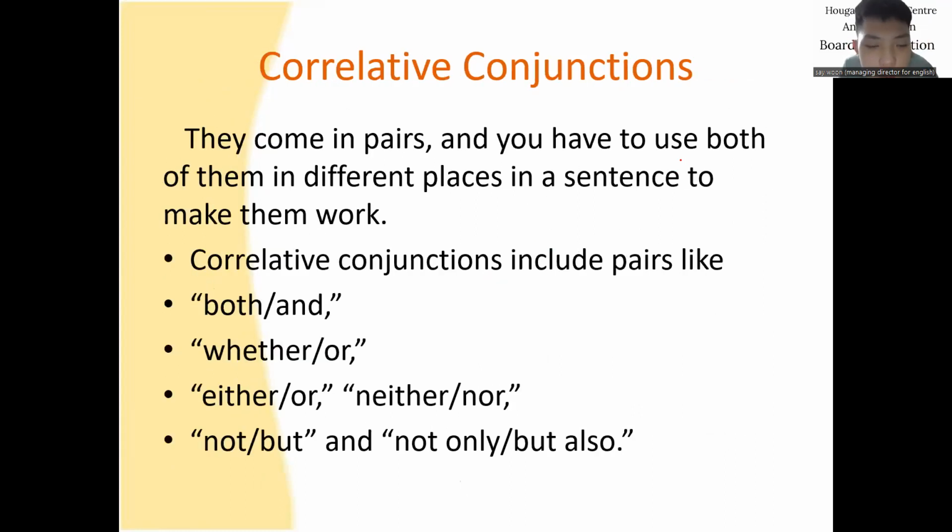Correlative conjunctions. They come in pairs and you have to use both of them in different places in a sentence to make them work. Correlative conjunctions include pairs like both/and, whether/or, either/or, neither/nor, not/but, and not only/but also.